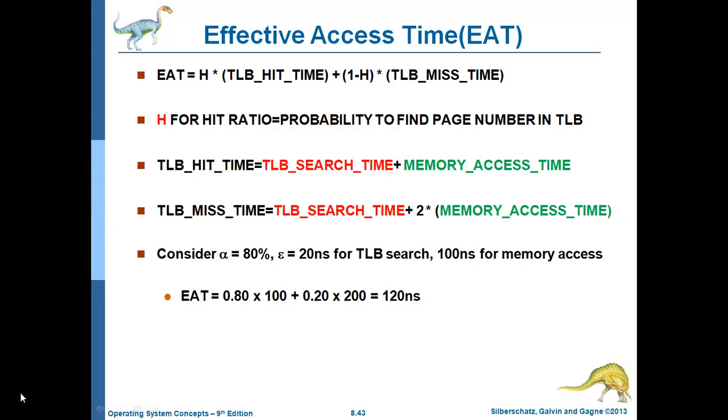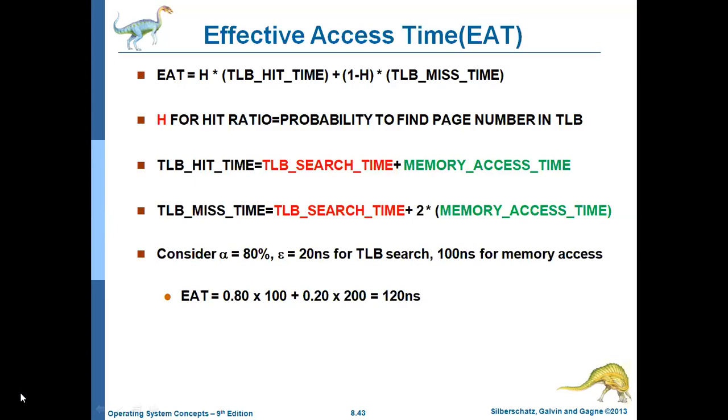If you do not find it, that's your TLB miss time. If you have found it, that is the TLB hit time. TLB hit time is TLB search time plus memory access time. Whereas TLB miss time is TLB search time plus twice the memory access time because it has missed. At that time, if you want to go across with that, it will consume a little bit higher time.